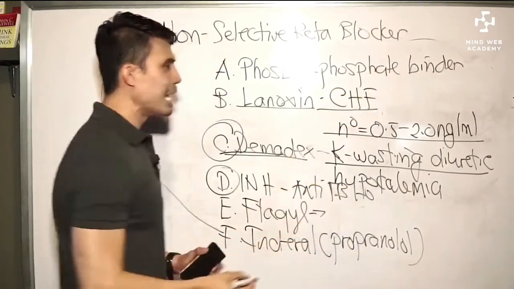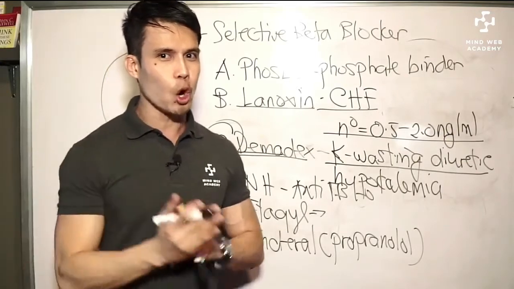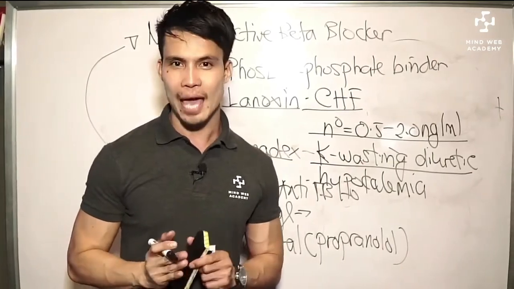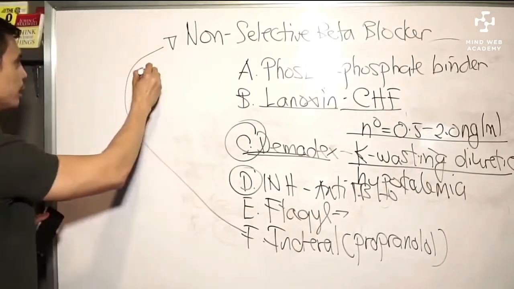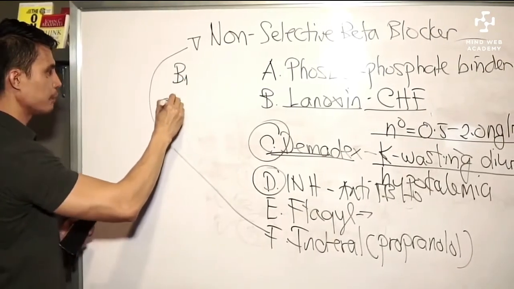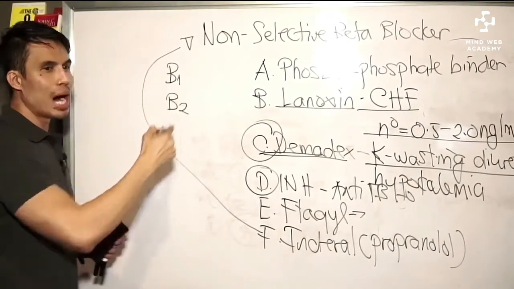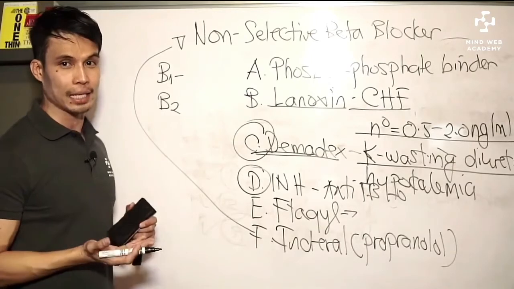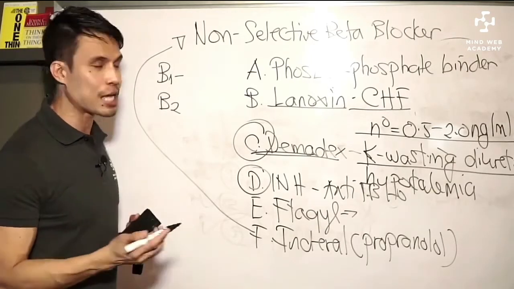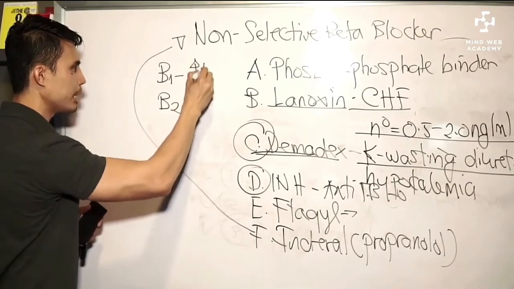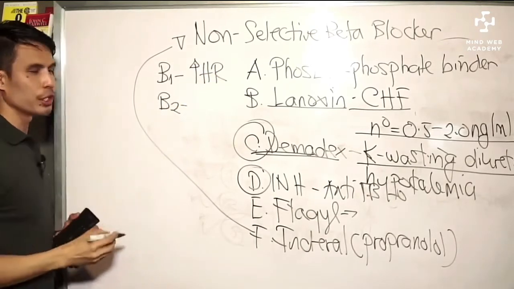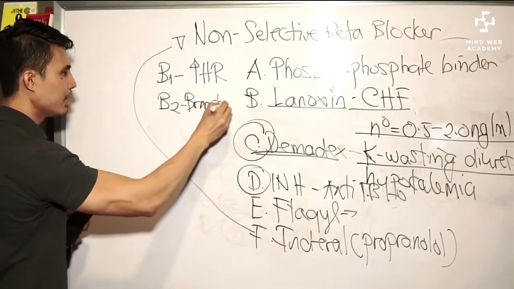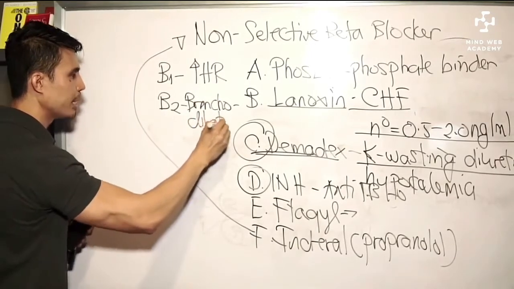When I say non-selective beta blocker, nurses, I have to go back first to your anatomy and physiology before you can understand letter F. So let me discuss your two types of beta receptor site. The first one is the beta 1 receptor site, which is located in the heart muscle. If I stimulate the beta 1 receptor site, there is an increase in your heart rate. While stimulation of the beta 2 receptor site can lead to bronchodilation.